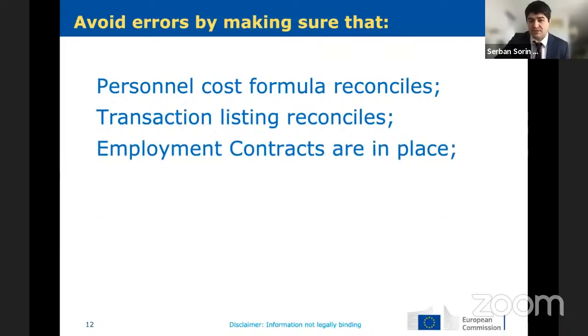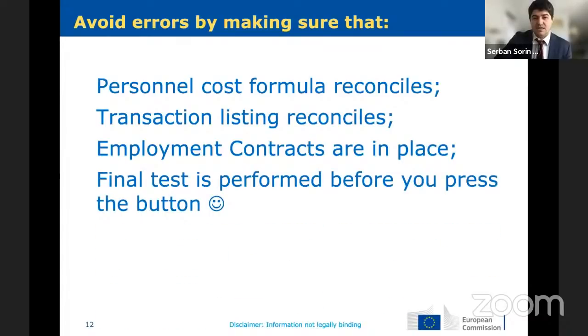The employment contracts are in place. Of course, they normally are in place without waiting for a Horizon 2020 action. But yeah, it's just a kind reminder. And the final test is performed before you press the button, obviously, to send your financial statement to the participant portal.